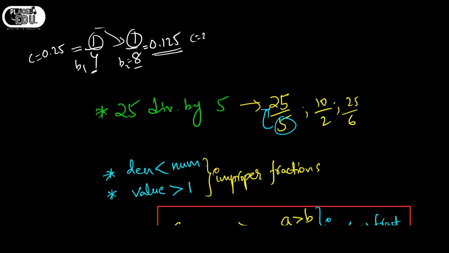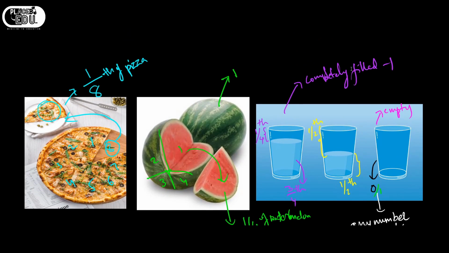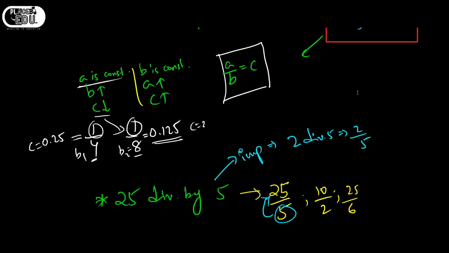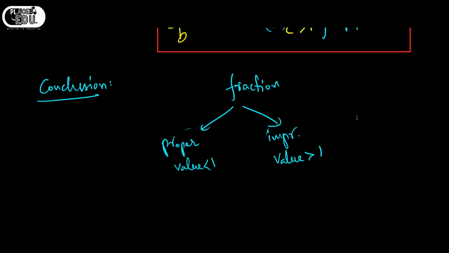divisions. I'm not saying that divisions solely represent improper fractions, because we can also write 2 divided by 5, that is 2 by 5. So divisions can also be proper fractions, but the first case which we discussed, the practical case, will always be proper fractions. It won't be improper fractions. Understood? So the conclusion is fraction is divided into two types. One is proper and another one is improper.